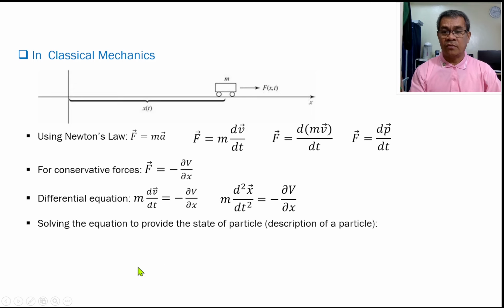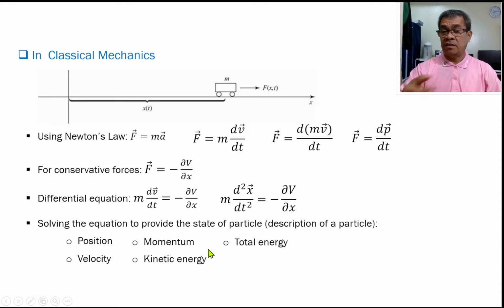So if you use this one, we can solve for the position, we can solve for the velocity, we can solve for the momentum, acceleration, kinetic energy, total energy, and so on and so forth. Which means that we can provide a description of that particle in classical mechanics. Why? Because we have Newton's law. Newton's law is applicable because we know the condition of that particle, the position of that particle initially. And we can always predict that particle at any time.